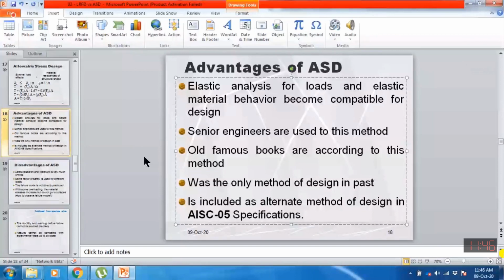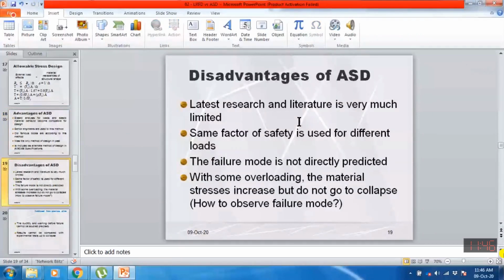A disadvantage is that the latest research and literature is very much limited. Now all the literature, books and research papers are published with the other method, not ASD. The same factor of safety is used for different loads. The failure mode is never directly predicted with some overload.